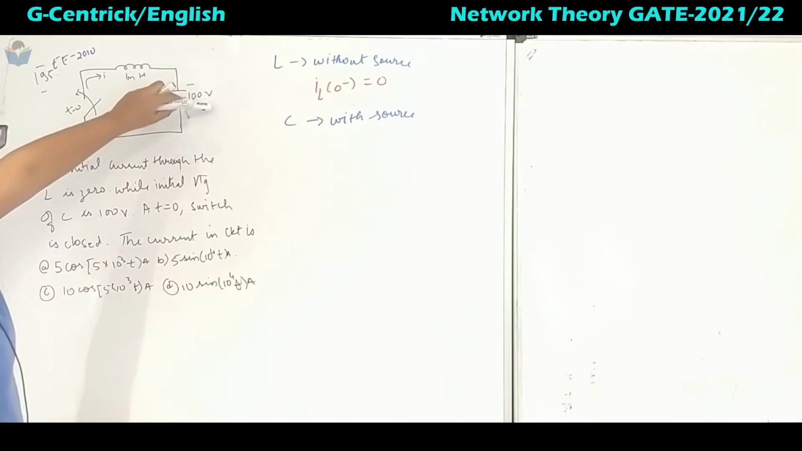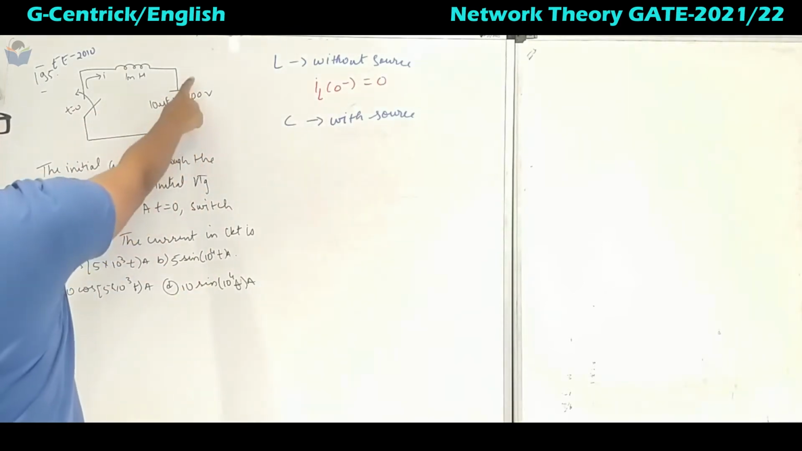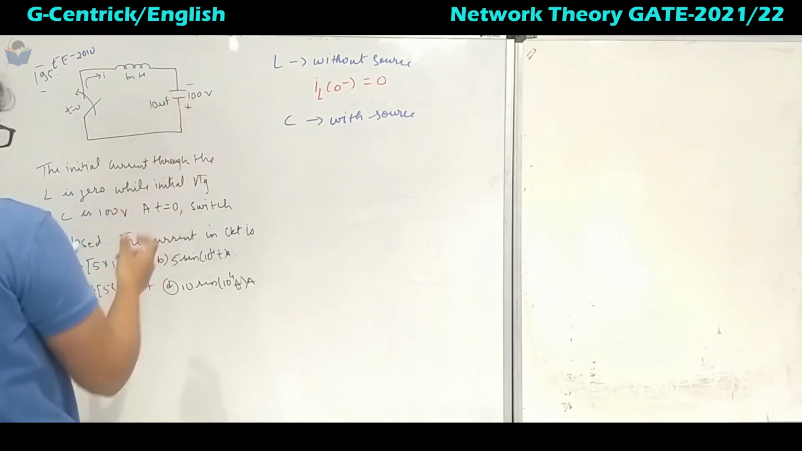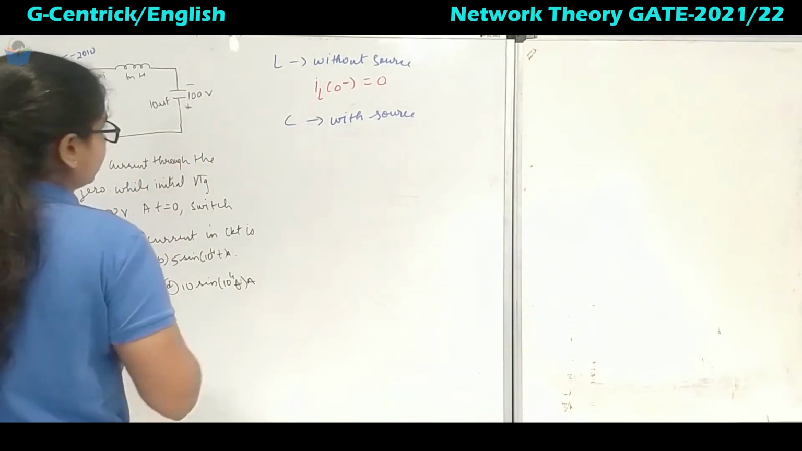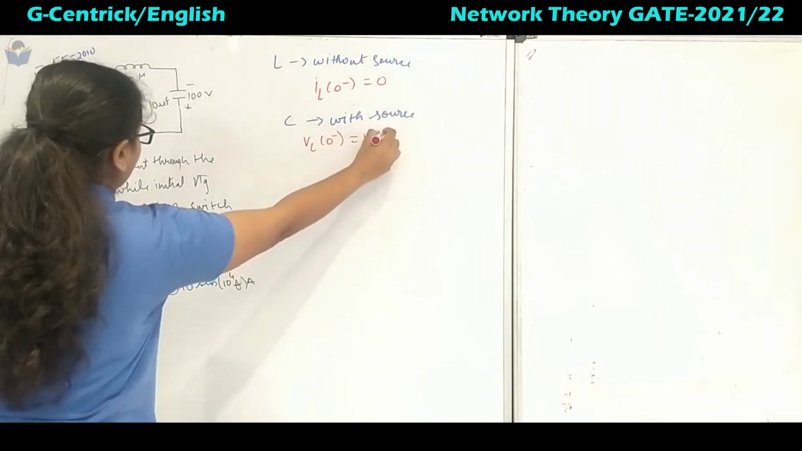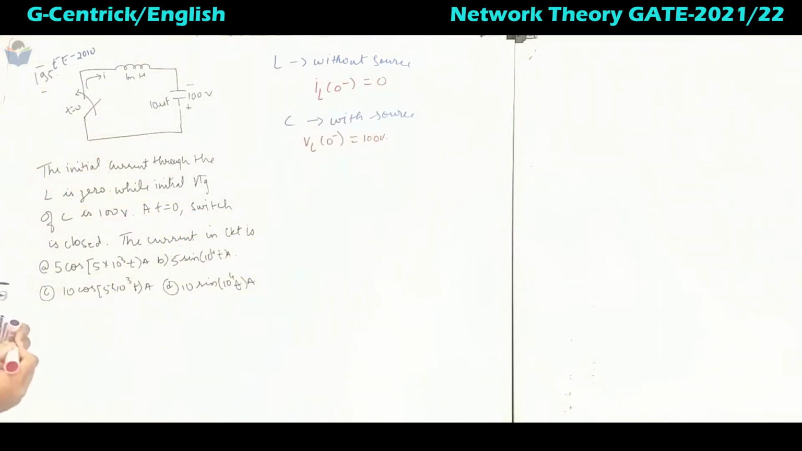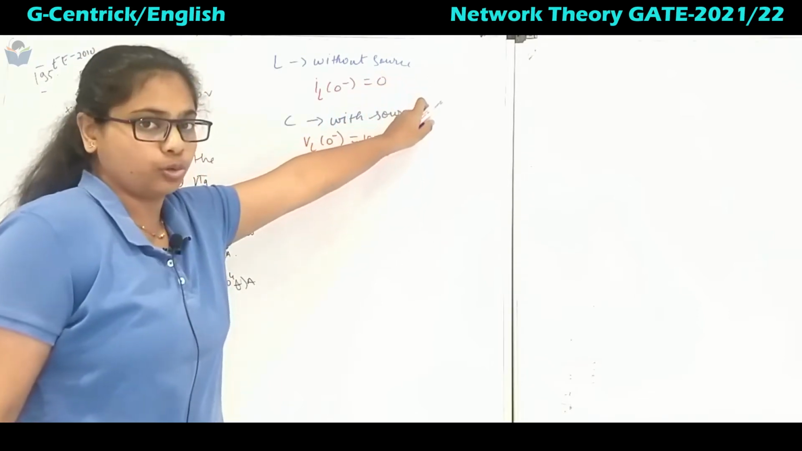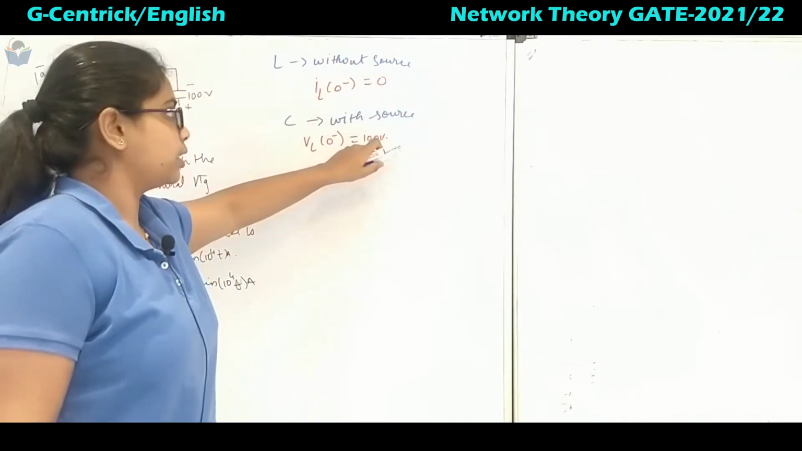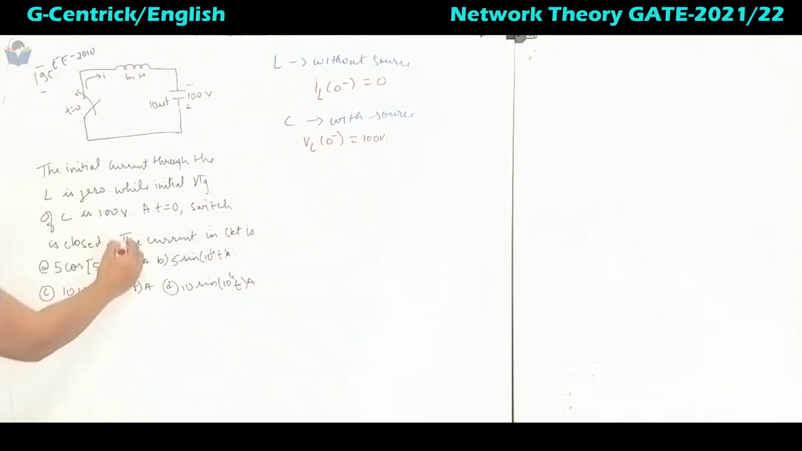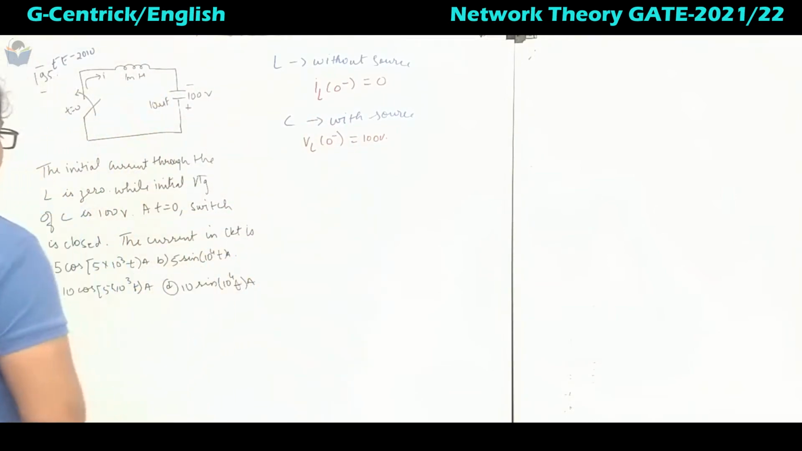They have already given the polarity here, this is minus and this is plus. So the capacitor voltage VC of 0 minus will be equal to 100 volts. We are not going to write VL of 0 plus or IL of 0 plus, because we will analyze this in terms of the Laplace equation. What we have to find is basically the total current in the circuit.